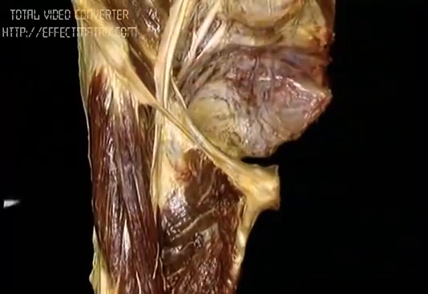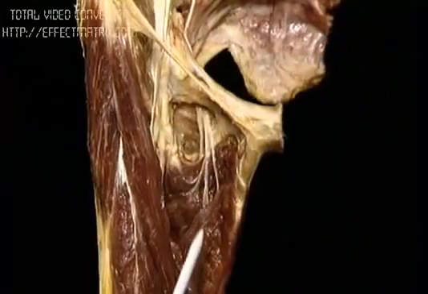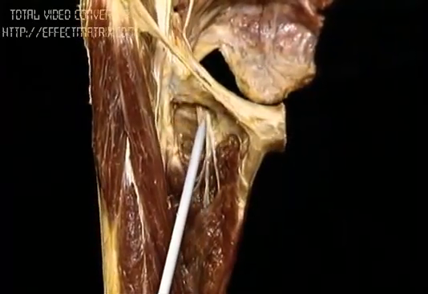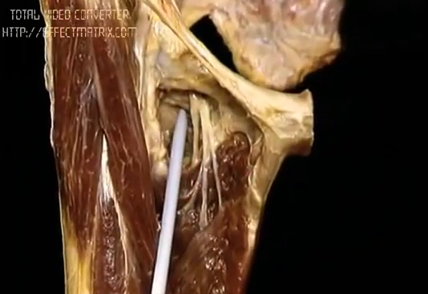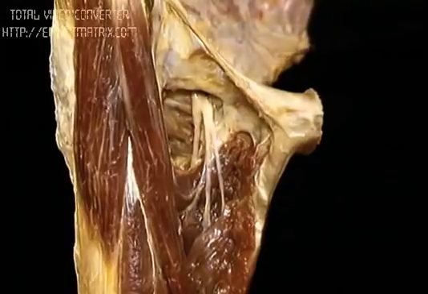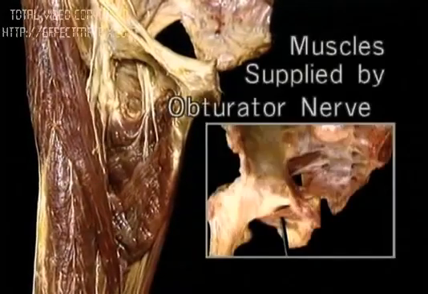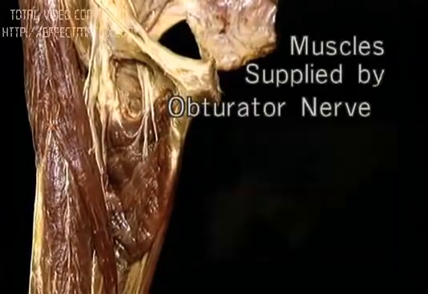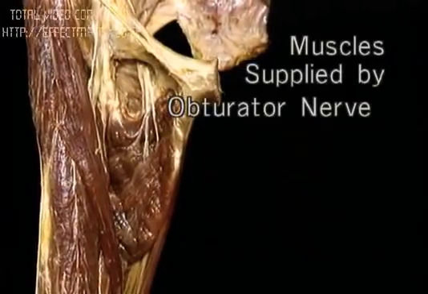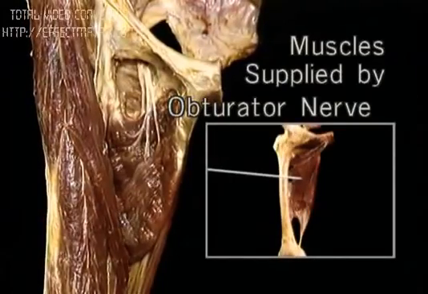To see where it emerges, we'll remove pectineus. Here's the obturator nerve emerging over the top of obturator externus. Its branches run down between the adductor muscles. The obturator nerve supplies obturator externus, adductor brevis and longus, and the anterior part of adductor magnus.